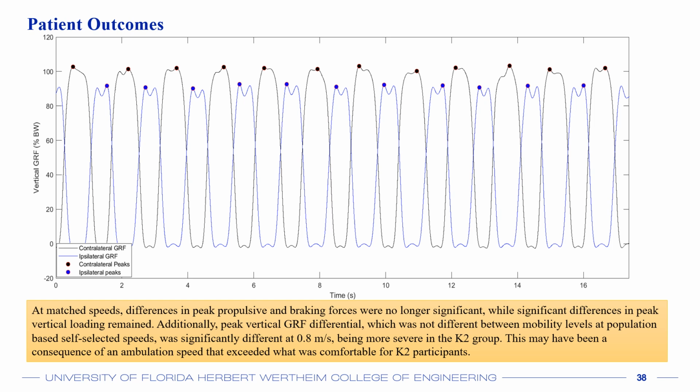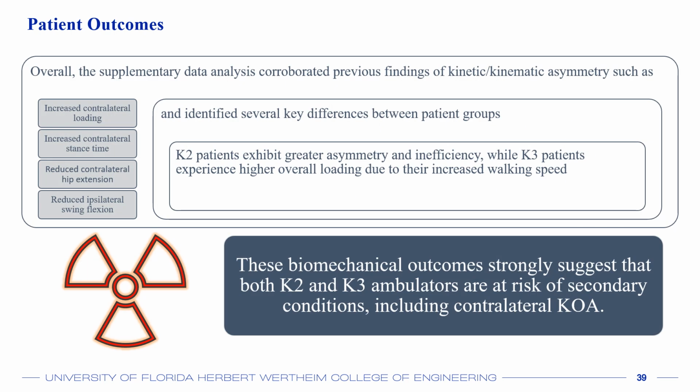This can be seen in the vertical ground reaction force plot here of a K2 participant, where the black contralateral peaks significantly exceed those of the blue ipsilateral. All of this together shows that the supplementary data analysis corroborated several previous findings, including increased contralateral loading and stance time, along with reduced ipsilateral swing flexion and contralateral hip extension.